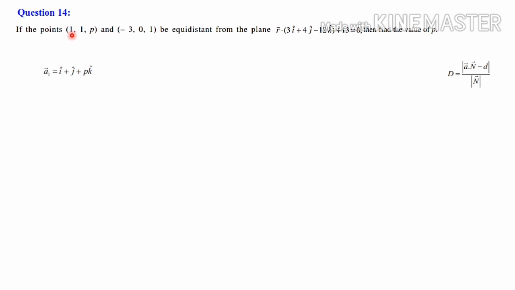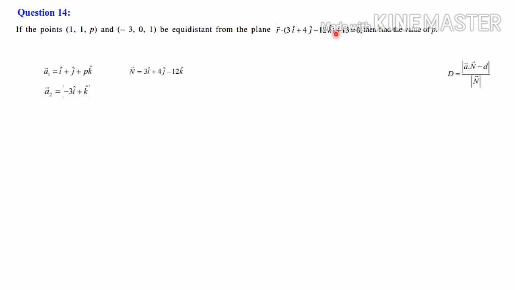Here, by using these coordinates, here it is 1, so 1 into i cap, that is i cap. Here it is 1, that is 1 into j cap, that is j cap, plus here it is p into k cap, that is p k cap. Second point position vector, that is a2, is equal to x coordinate is minus 3, so minus 3 i cap. Here y coordinate is 0, so j cap is not there, plus z coordinate is 1, so k cap.